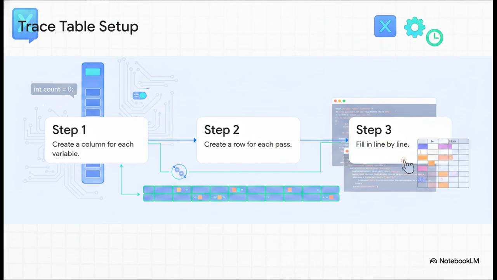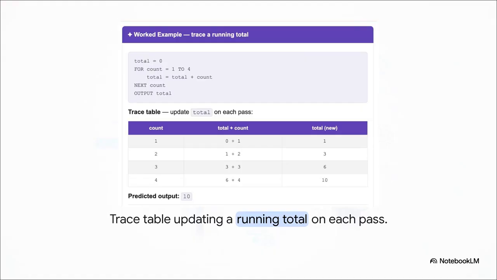Step 1, you just create a column for every single variable in your code. Step 2, create a row for each pass, meaning each time the loop runs. Step 3, you literally just read your code line by line and fill in the boxes with how the values change. Let's look at a trace table in action, tracking a running total.